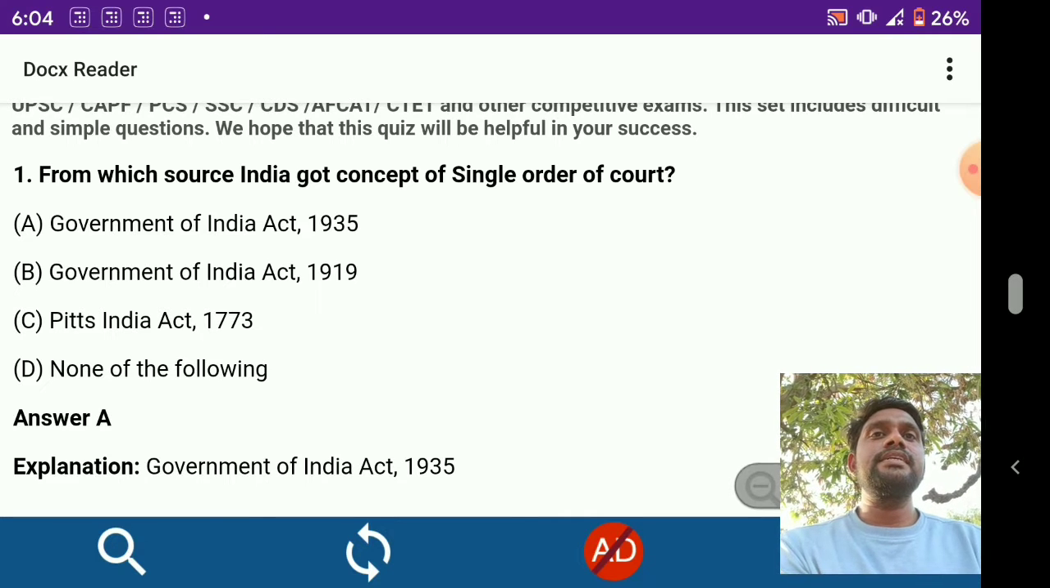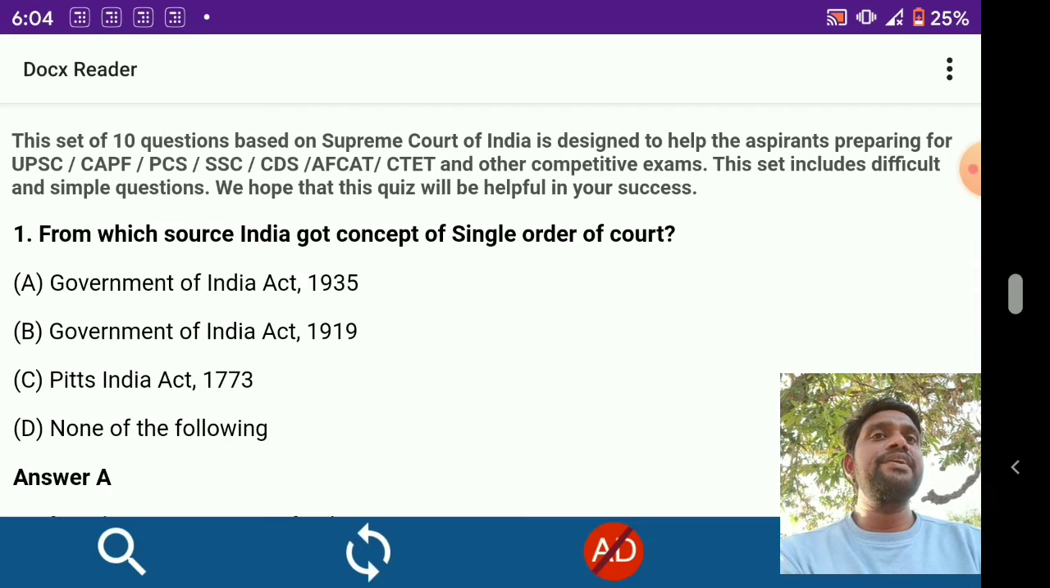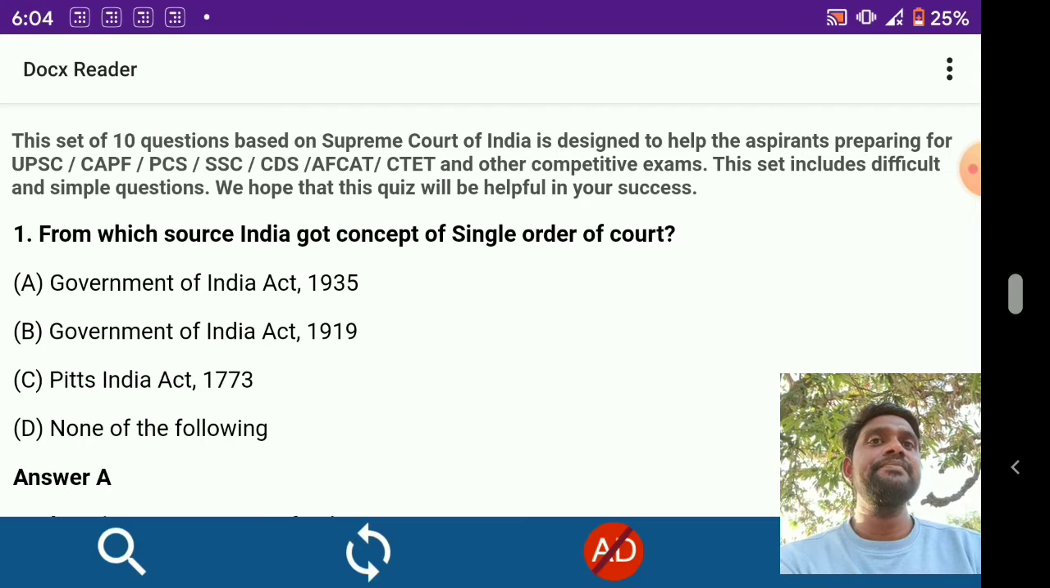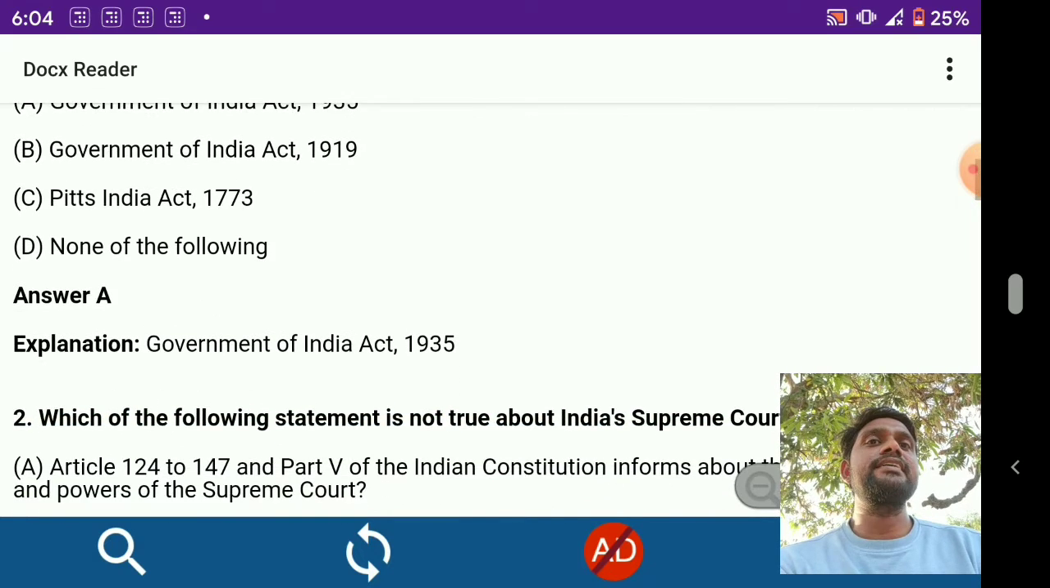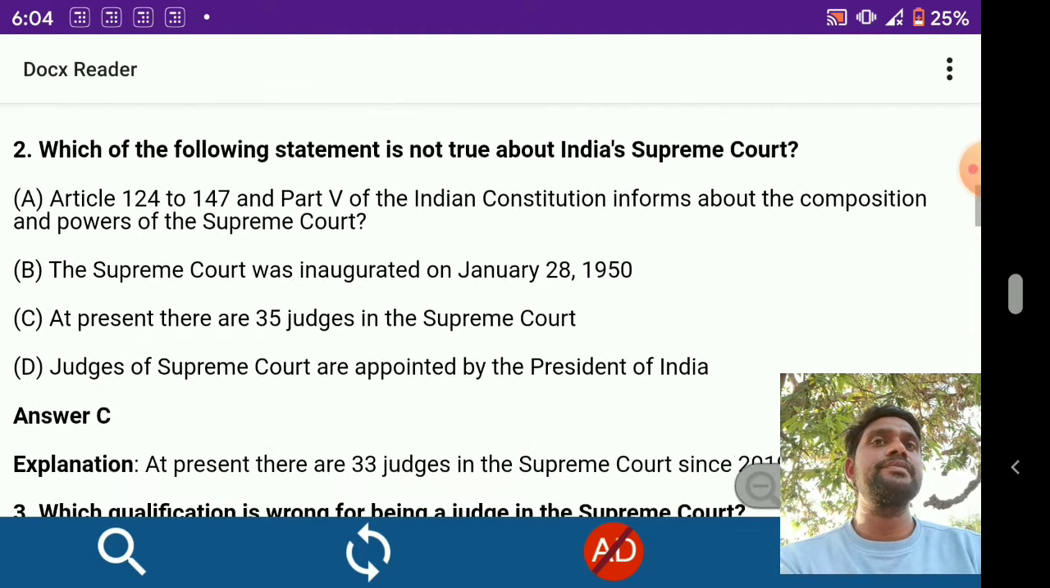So first question is, from which source India got the concept of single order of court? Option A is Government of India Act 1935, option B Government of India Act 1919, option C is Pitt's India Act 1773, option D none of the following. So right answer we already discussed that. Option A is the right answer, Government of India Act. Next question number second, which of the following statements is not true about India's Supreme Court?